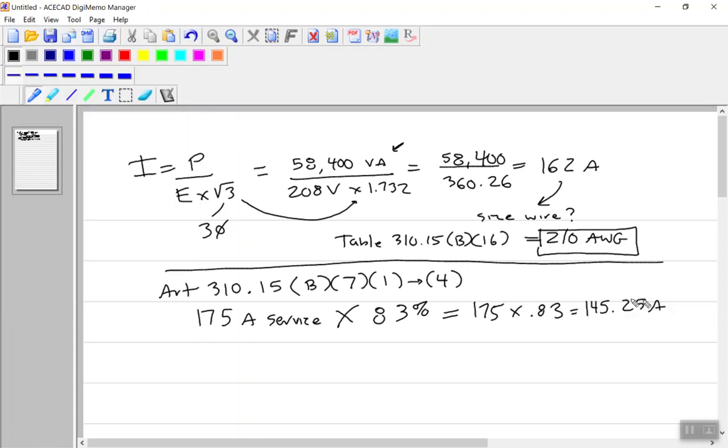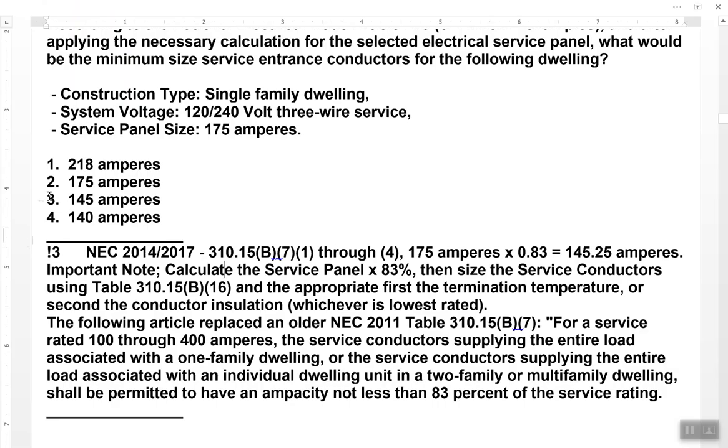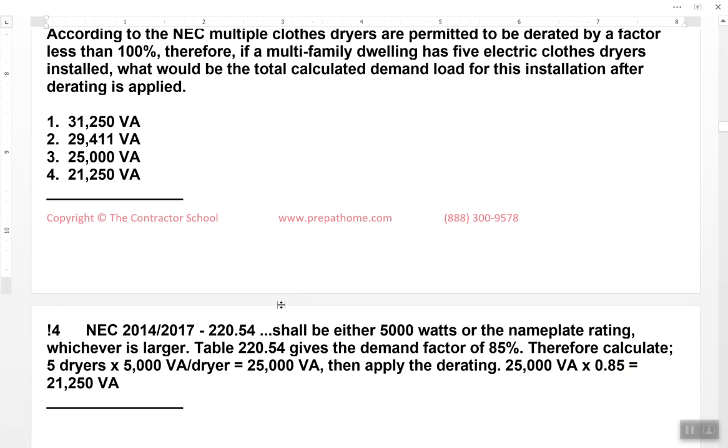145.25 amps. Make sure you put a box around it as we talked about before. Why? Because these are answers. These are correct answers. Correct answer would be number 3, 145. Okay, so that one's not too tough, right? More stuff with math, right?